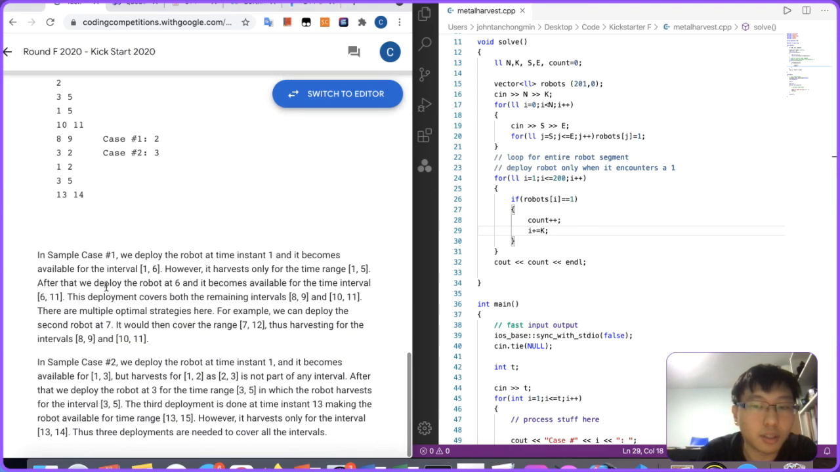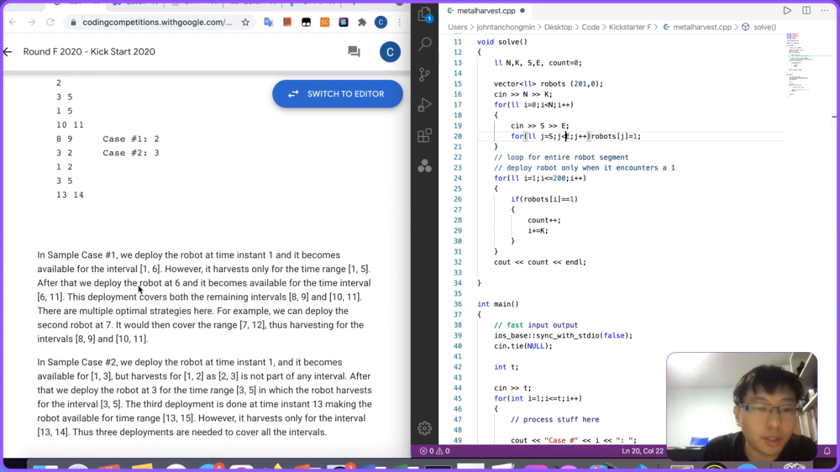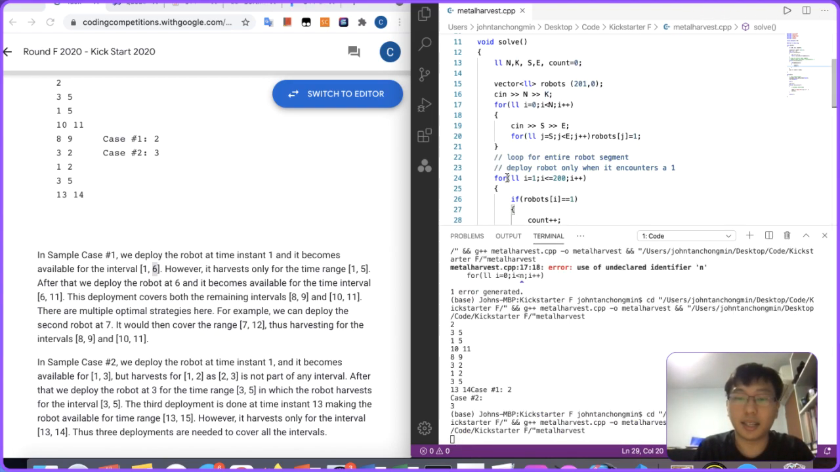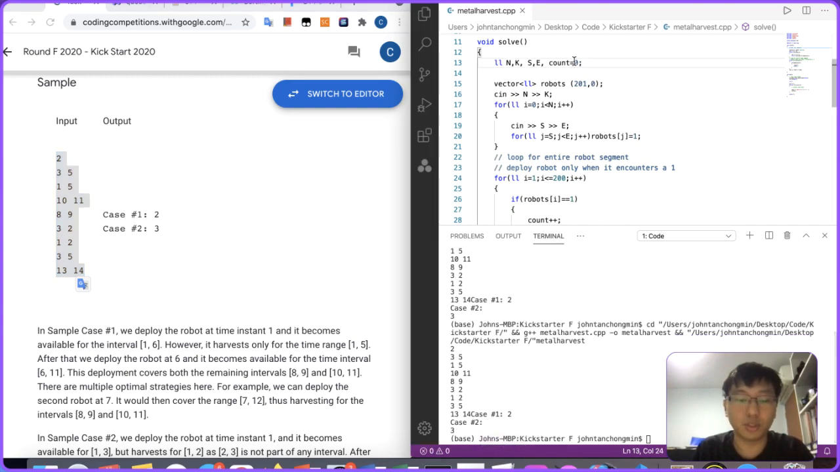I think I got it. Yeah, so my robot from interval one six, right? So one, two, three, four, five. But actually six is not included in this interval. So actually this should be k minus one. Yeah, I did the question wrongly. I counted the last interval. So if I were to do this, two, three, this will still pass the test case.